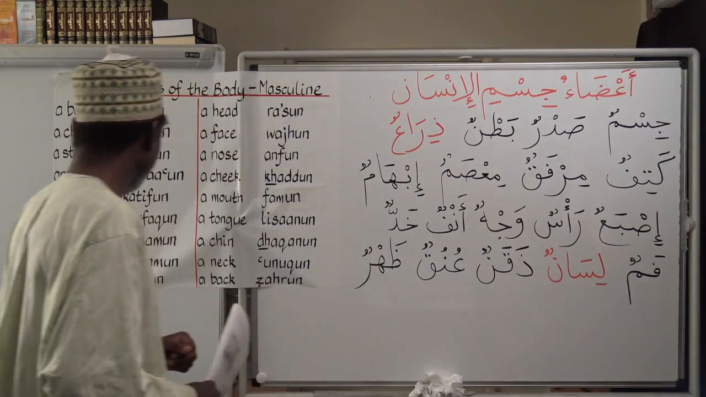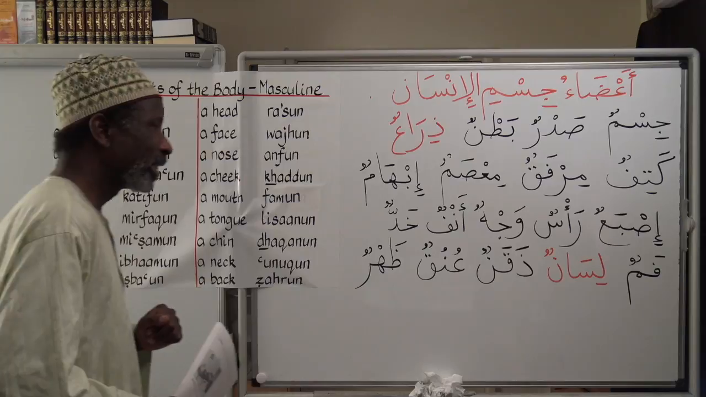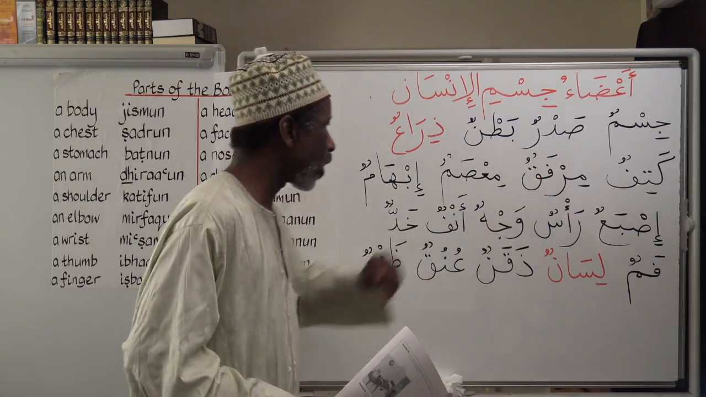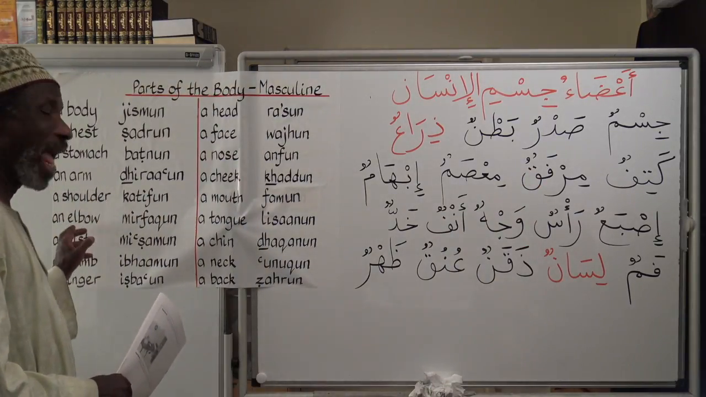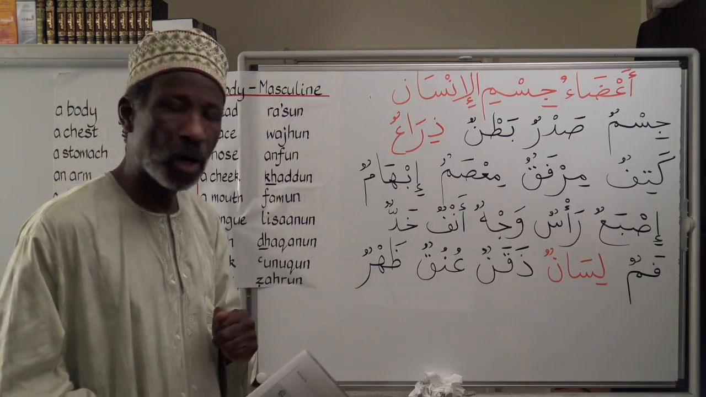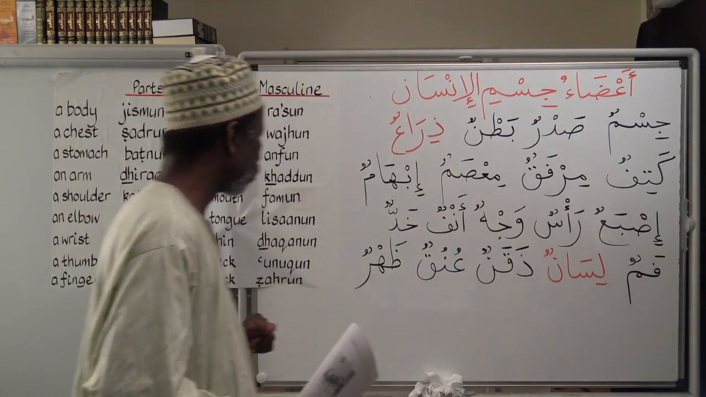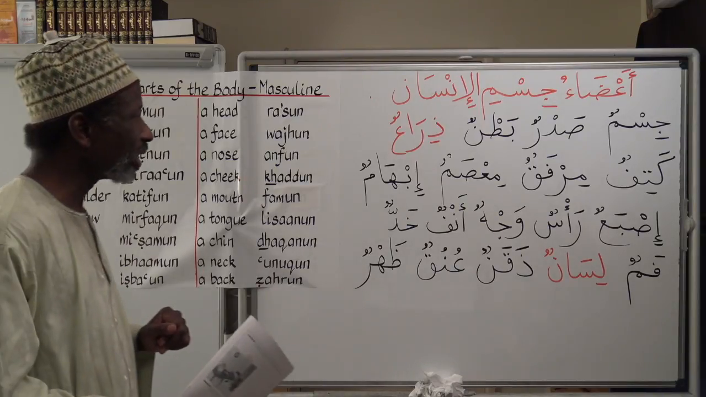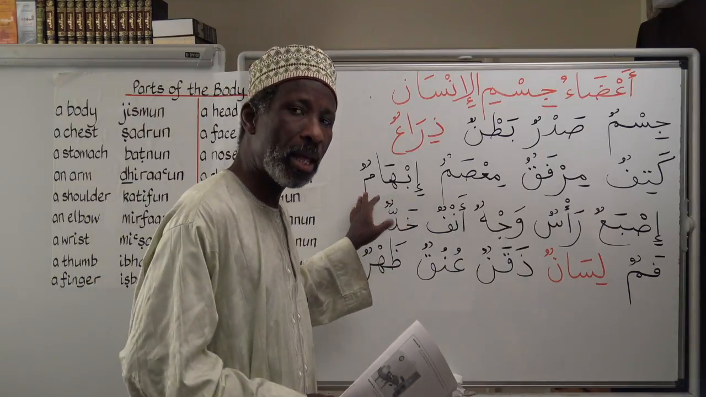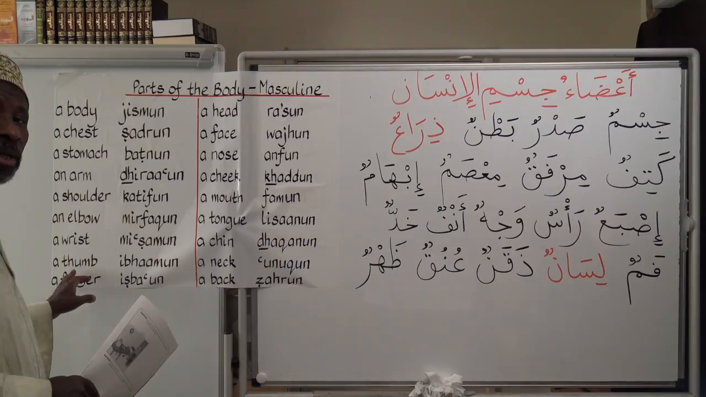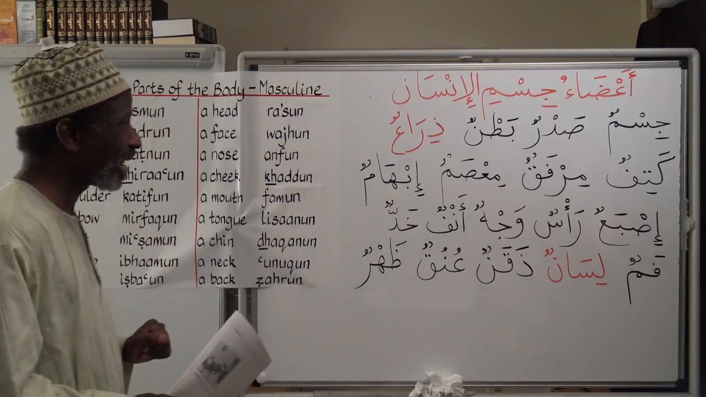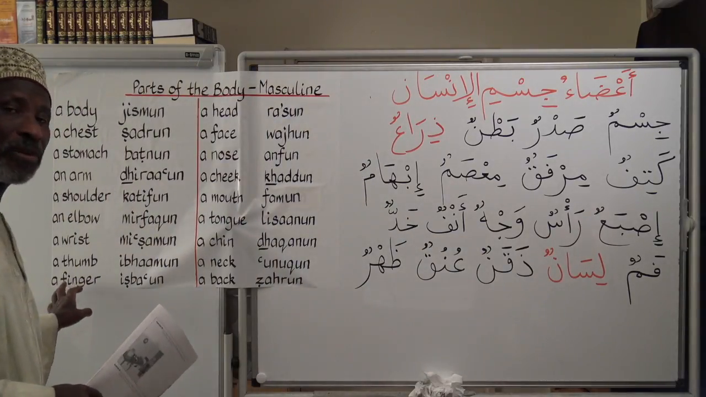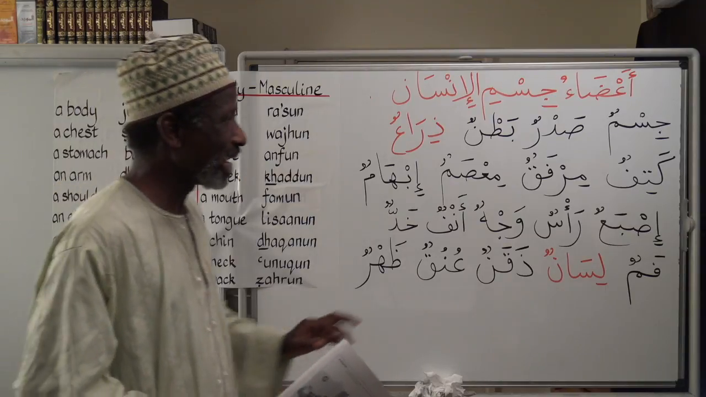Next one is katifun, the shoulder. That's masculine. Next, mirfaqun, an elbow. Mi'samun, a wrist. Next, ibhamun, a thumb. Next is isba'un, a finger.